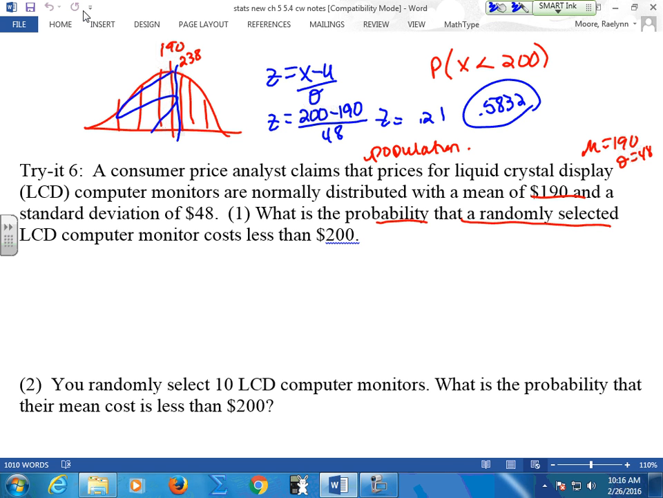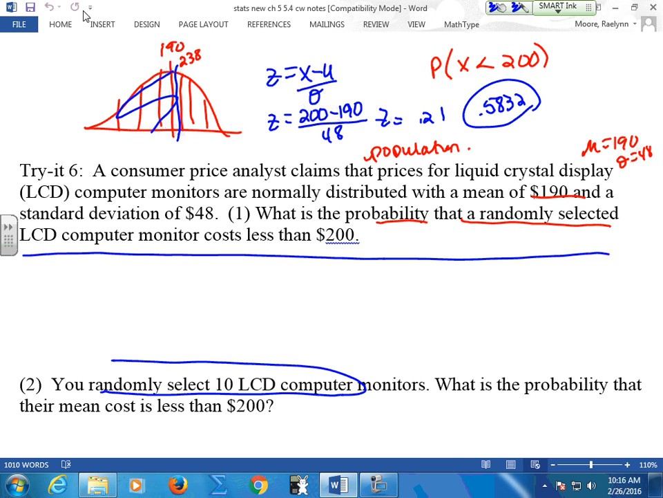Okay. Population. Here's my sample situation. You randomly select 10 LCD computer monitors. What does 10 represent? Sample size, and what variable? N. So now I know I have a sample. My mean is going to stay exactly the same, but now my standard deviation is going to change. It's going to be the standard deviation divided by the square root of n.